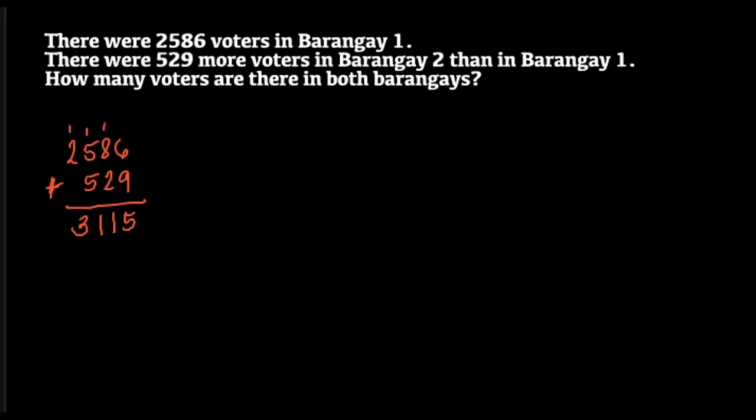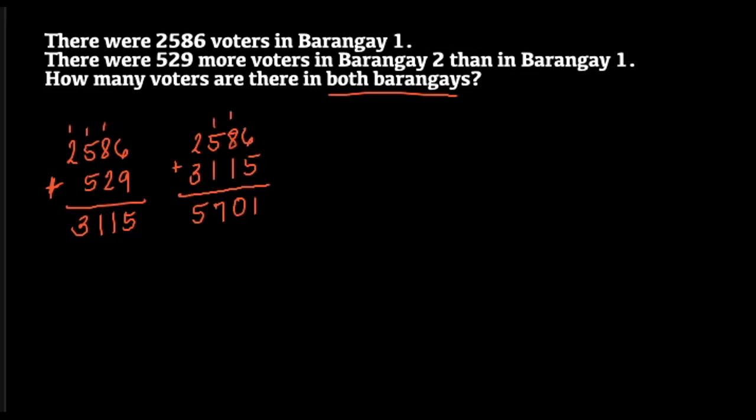Since we now have to get the total for both barangays, we have to add 2,586 from Barangay 1 and then 3,115 from Barangay 2. So that will now give us 11 ones, regroup. That is 10 tens, that makes 100. That will give us 700, and then 2 plus 3 gives us 5,000. So the total number of voters from both barangays is 5,701.